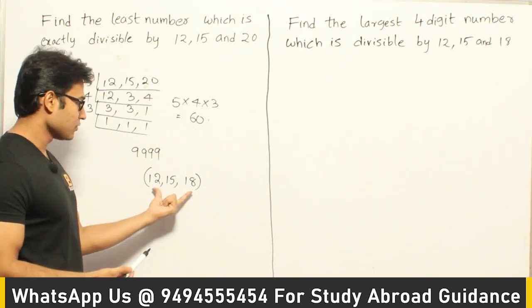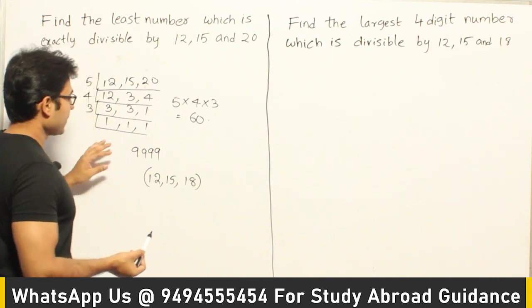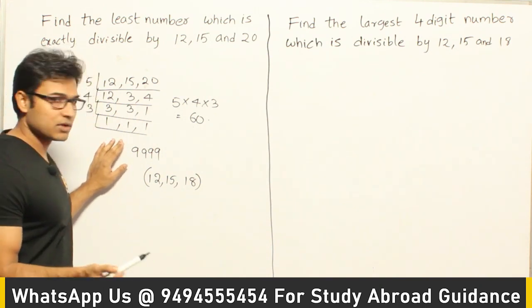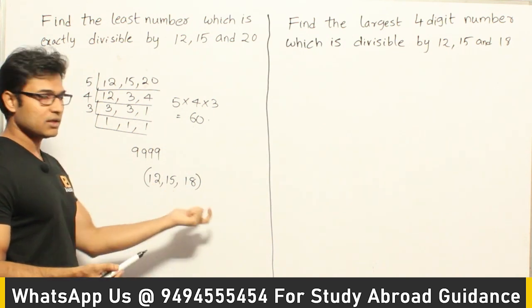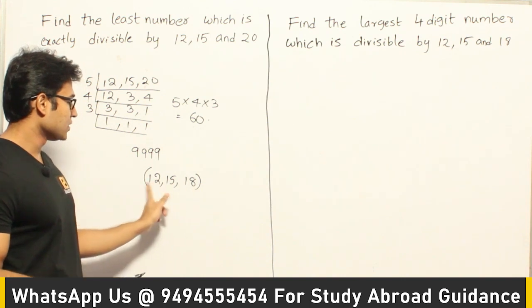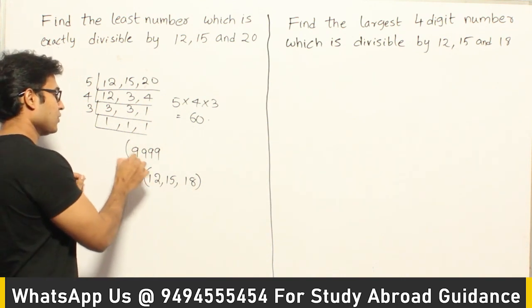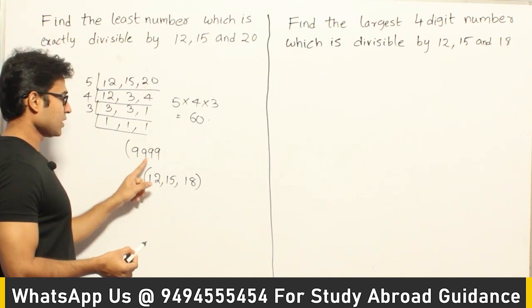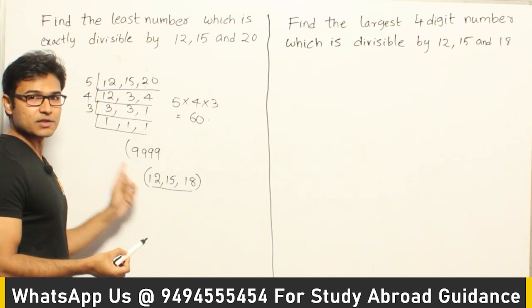Definitely they will not give you the options for such a question, they will give it as a fill in the blanks. But in case the options are given, you can easily check it. You take the greatest 4-digit number among them and check if it is divisible by all these three, right? Otherwise the method is like this. You take the largest 4-digit number 9999 and you see whether it is divisible by all these three.